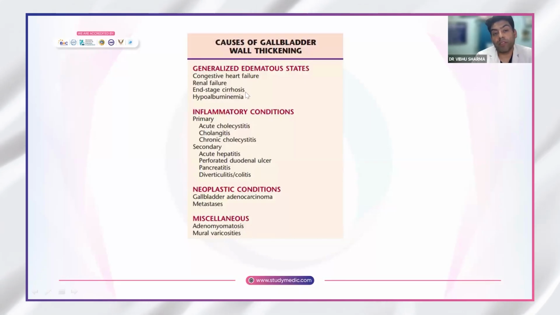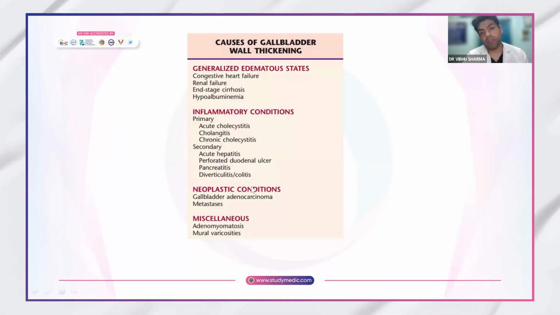Okay, next, what are the causes of gallbladder wall thickening? It can be because of congestive heart failure, renal failure, cirrhosis, hypoalbuminemia, various inflammatory conditions like acute cholecystitis, cholangitis, chronic cholecystitis are the primary causes. Secondary causes are acute hepatitis, perforated duodenal ulcer, pancreatitis, diverticulitis, neoplastic conditions, gallbladder adenocarcinoma or metastasis can cause GB wall thickening, and in miscellaneous conditions like varicosities and adenomyomatosis.